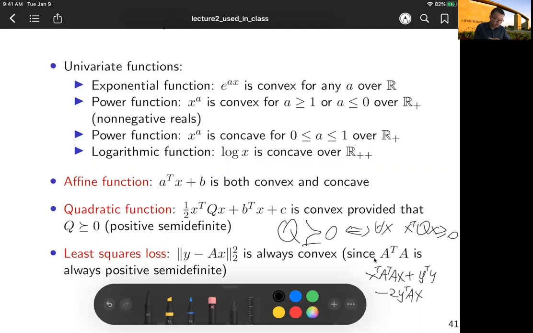So this function is a particular quadratic function, and this matrix A transpose A is always positive semi-definite. Why is that the case? Because x transpose A transpose A x, for any x, can be rewritten as the norm of Ax squared. The Euclidean norm is always larger than or equal to 0. Therefore, this matrix is always positive semi-definite by checking this condition here.